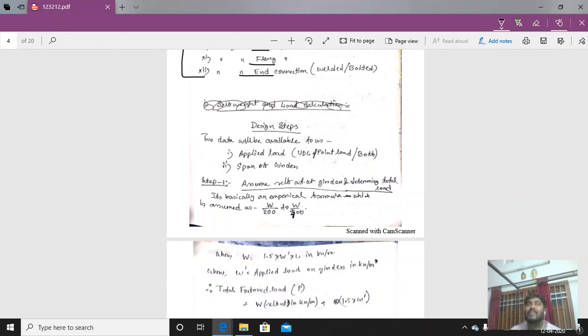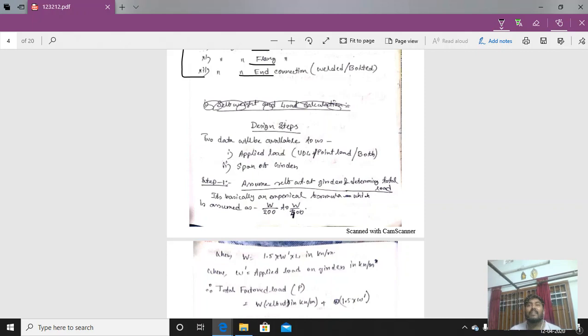Now to analyze the plate girder, you need the concept of both beam design and column design, both welded and bolted connection. The tension member we will also need. So the knowledge of the complete design procedures of all these previously discussed chapters in your steel structure, we will need all that. Now coming to the design steps.